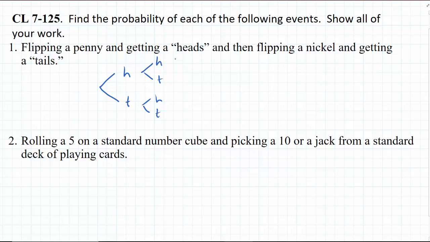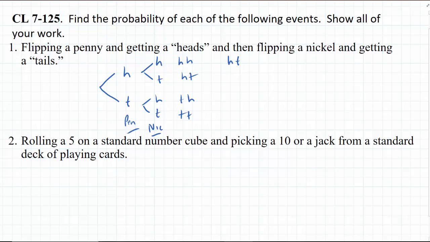Okay, so this is heads, heads, heads, tails, tails, heads, tails, tails, and we need specifically HH, heads, heads. I'm sorry, let's go back. We need heads, tails specifically. We need to get heads on the penny, and then tails on the nickel.